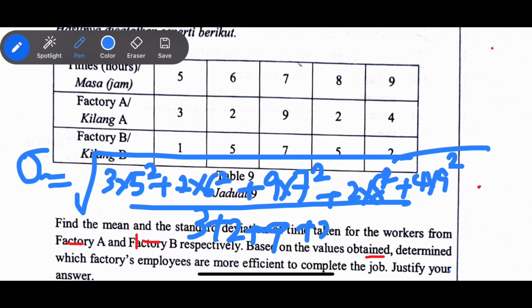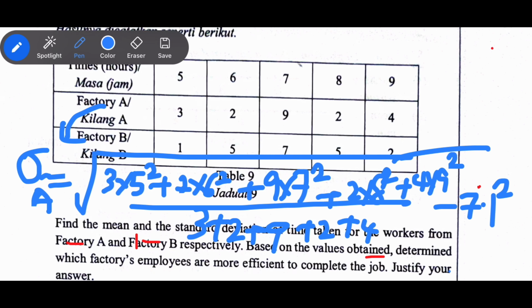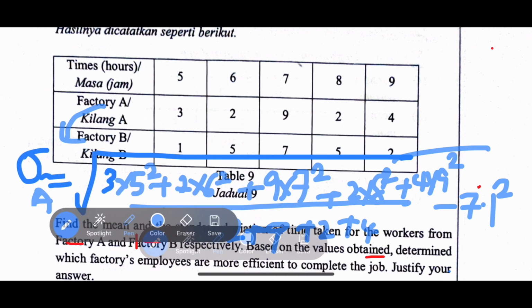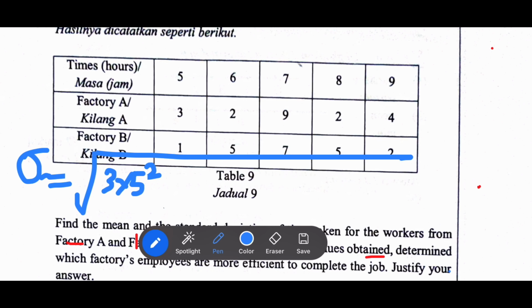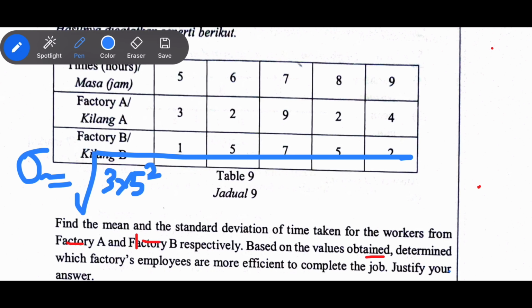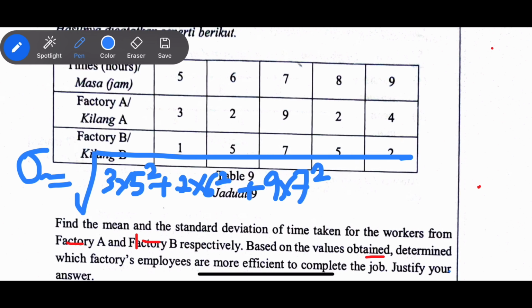Find the standard deviation for factory A and factory B. Okay, so I don't have the space to write, so I try to write on the question. Hopefully you can see. Okay, so I'm going to find the standard deviation for factory A and factory B. So how to write the standard deviation? It's something like a curly sigma with a square root, right?